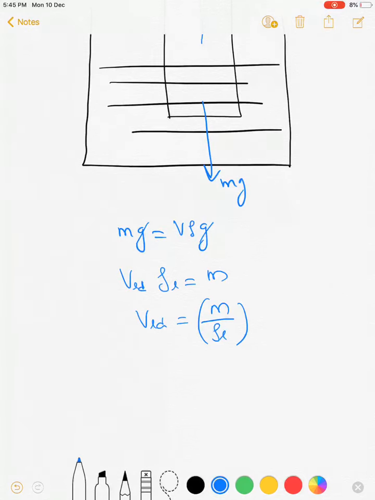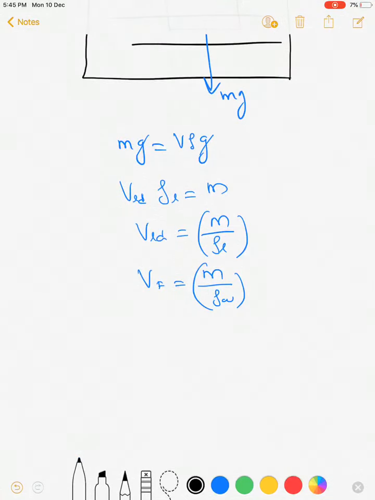Now in this situation, as we know, if ice melts, the mass of ice after melting or before melting will be the same. So when m gram of ice melts completely, water formed will also have the same mass m. So the volume of water formed will be equal to mass divided by density of water.